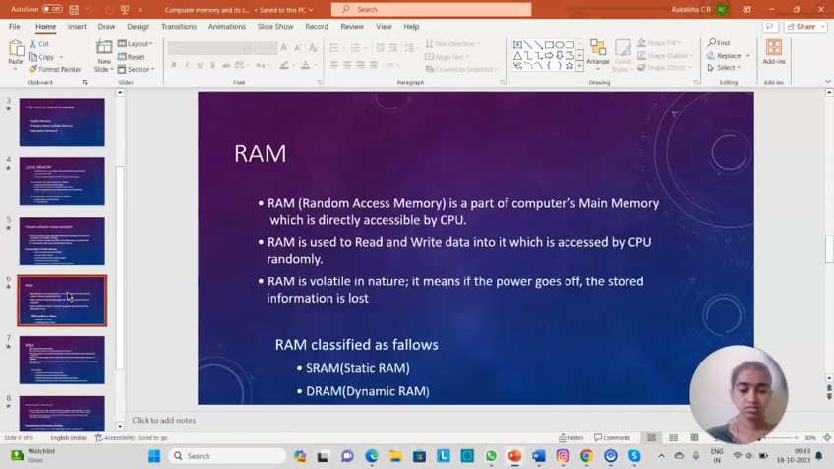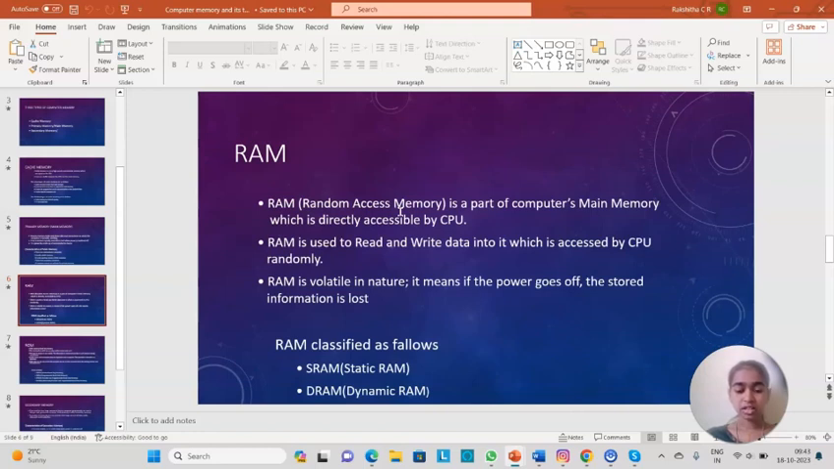There are two types of primary memory, namely RAM and ROM. RAM, random access memory, is a part of the computer's main memory, which is directly accessible by the CPU. RAM is used to read and write data, which is accessed by the CPU randomly. RAM is volatile in nature. It means if the power goes off, the stored information will be lost.